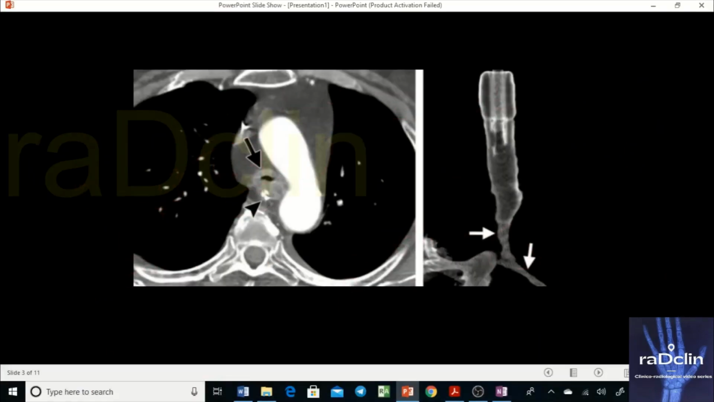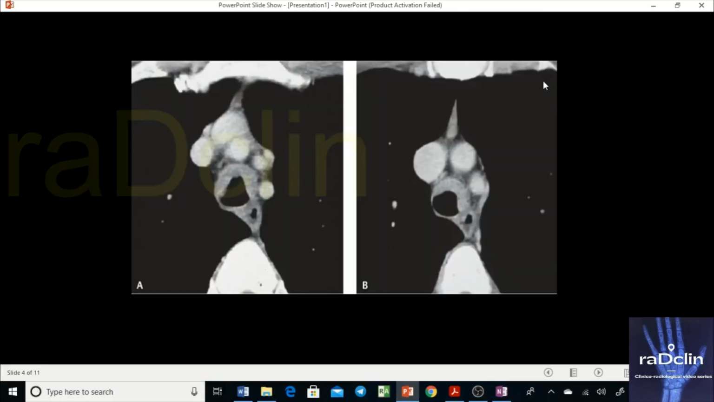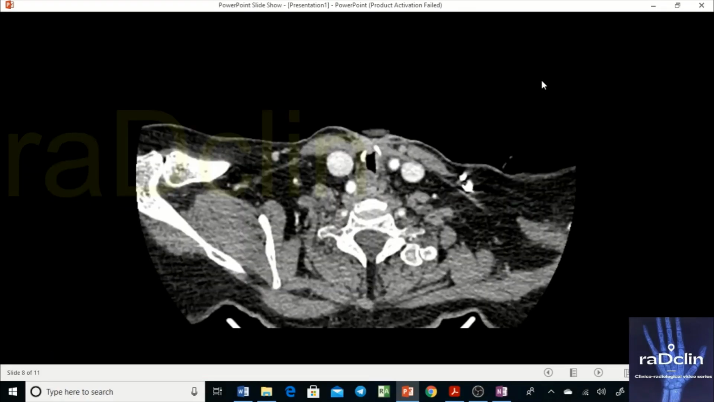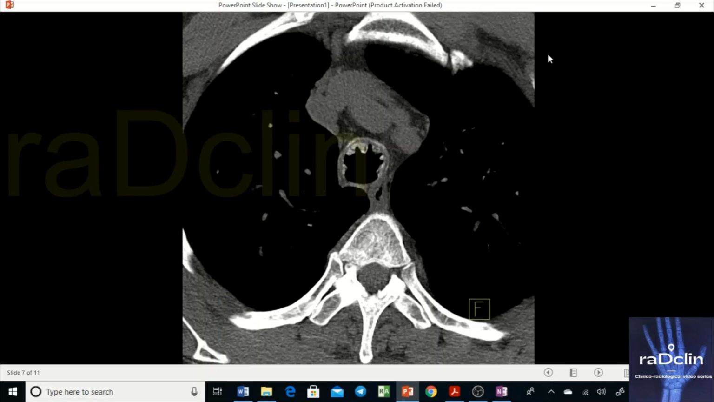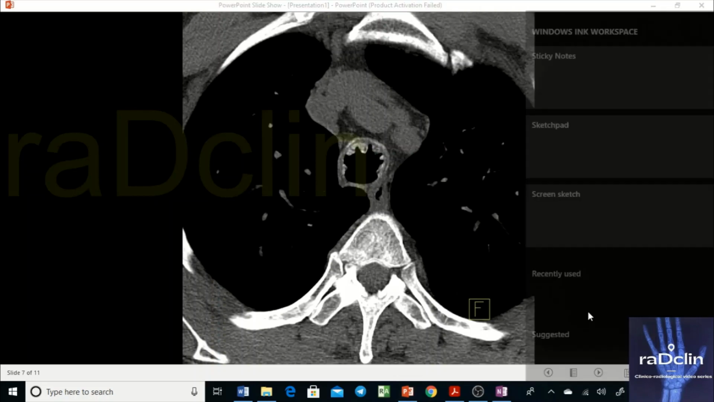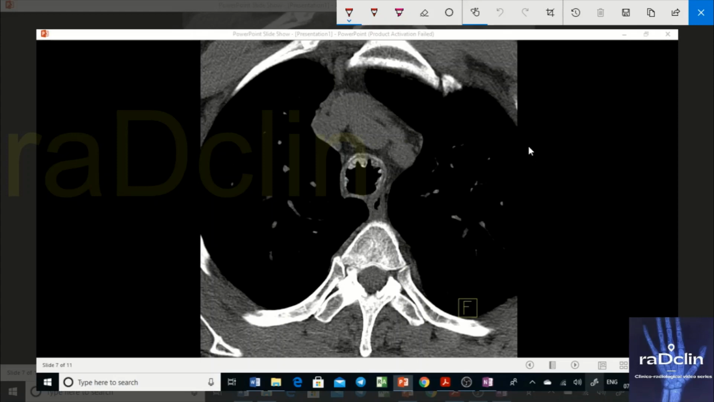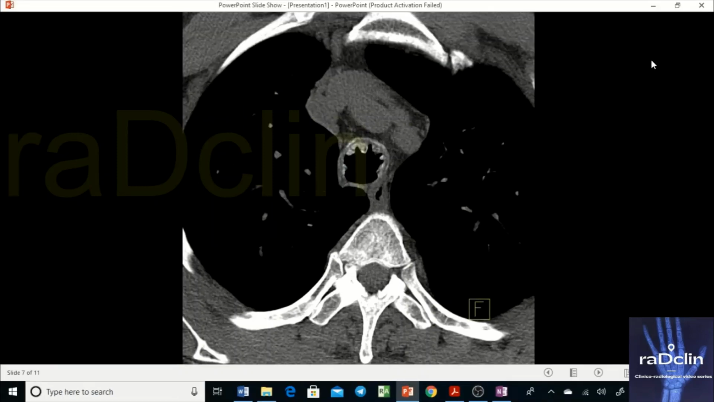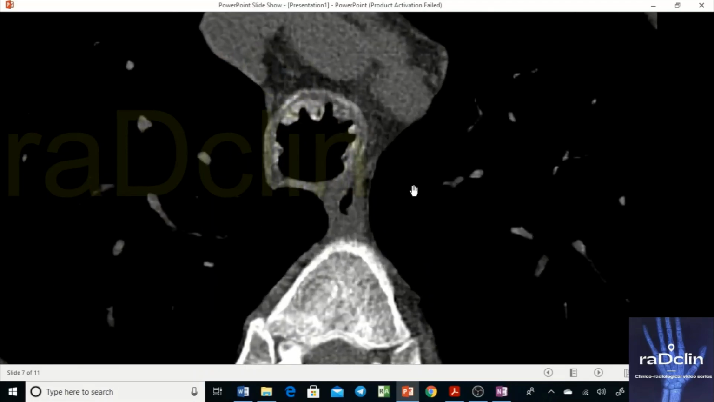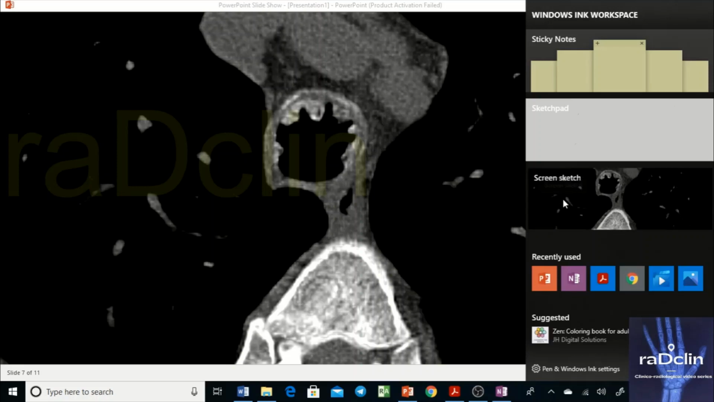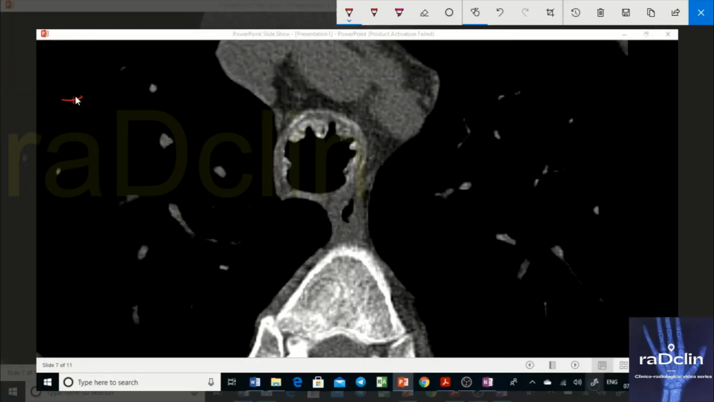Now look at the next image. Okay, this image which we discussed, this is the image that I posted on the Telegram group. Now if you see this particular image, let me zoom this image also. Now look at the trachea. First question: is there any thickening?